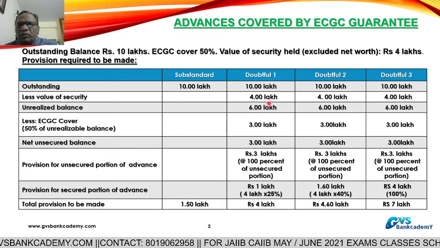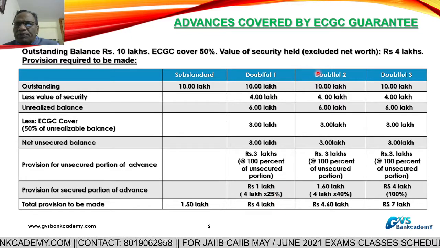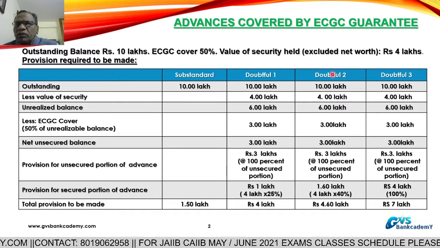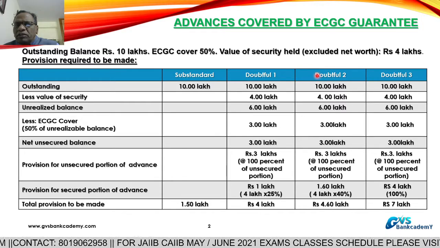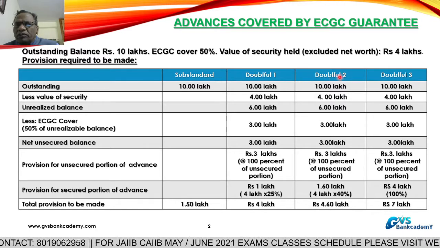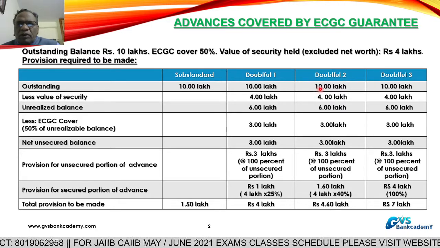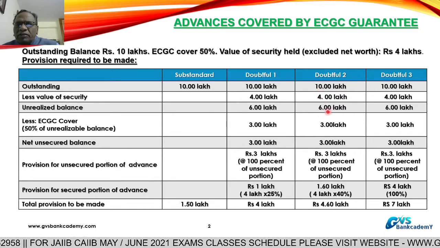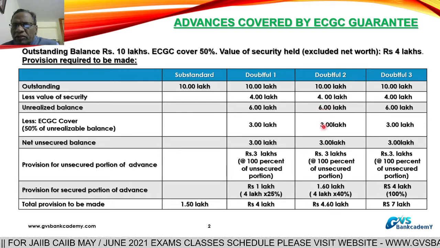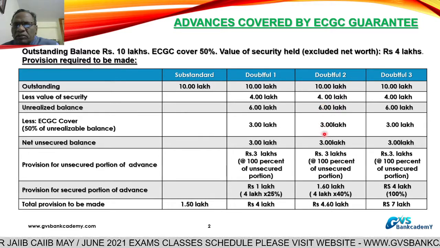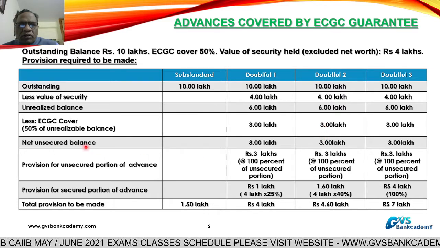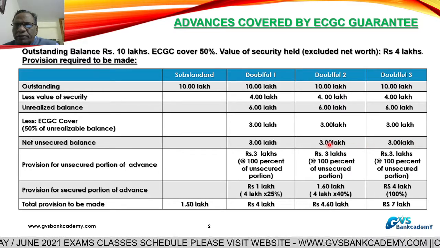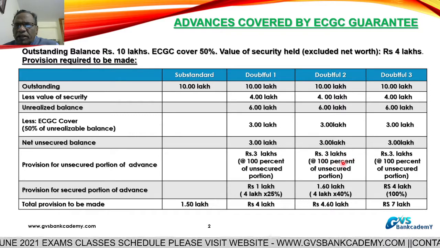Now, this is about the doubtful 1 provision. Doubtful 2: a non-performing asset in the third and fourth year is called doubtful 2. Same example: outstanding balance 10 lakhs, value of security 4 lakhs, unrealizable balance 6 lakhs. On 6 lakhs you will get a claim of 50%, so 3 lakhs, and the net unsecured balance is 3 lakhs. This does not change in all three examples.